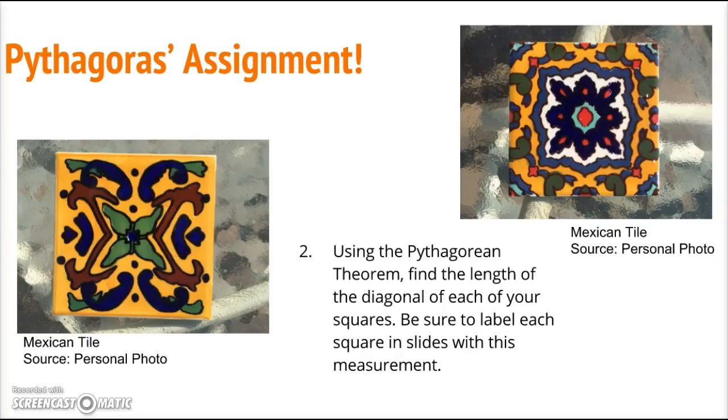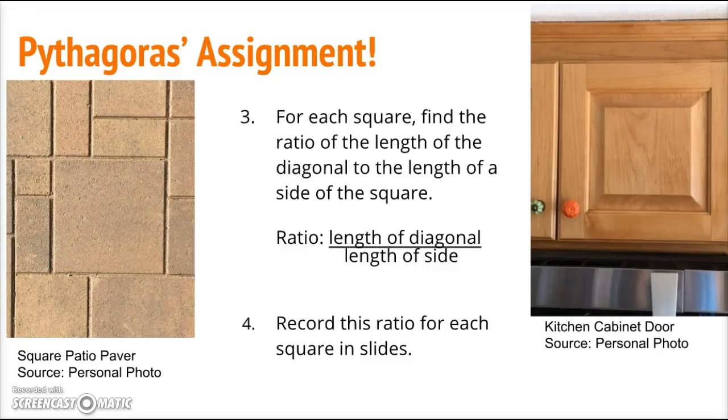Using the Pythagorean theorem, find the length of the diagonal of each of the square objects. Be sure to label your square objects with this measurement in Google Slides. For each square, find the ratio of the length of the diagonal to the length of a side of the square object. Remember that a ratio can look like a fraction. Record this ratio for each square in Slides.